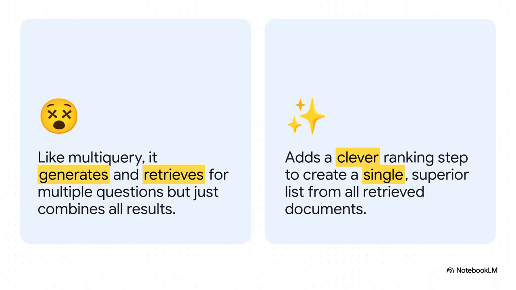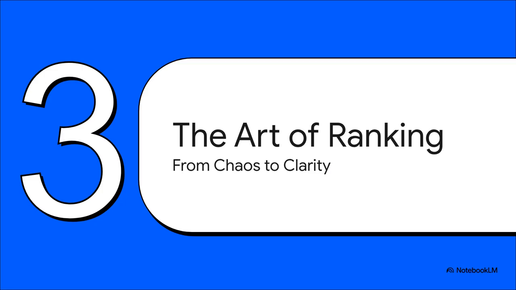Okay, so what's the big deal? What separates RAG Fusion from just a standard multi-query search? Both of them generate multiple questions and get results back. But a standard approach just kind of throws all those results together in one big pile. RAG Fusion is so much smarter. It adds this brilliant ranking step to intelligently fuse all those different search results into one single, much better list. And honestly, this ranking step is where the magic really happens.